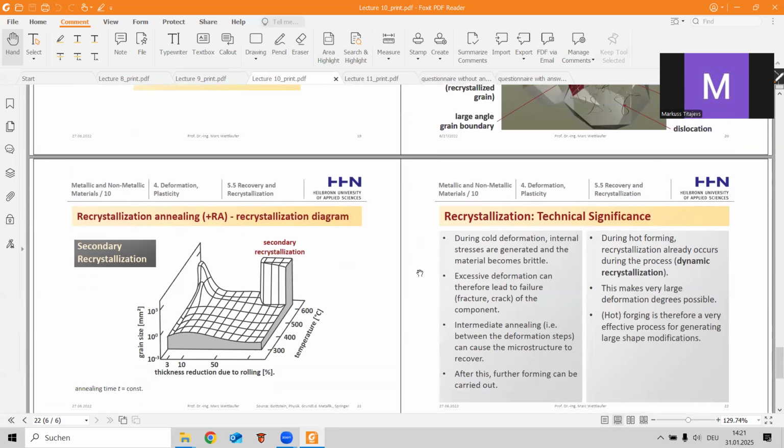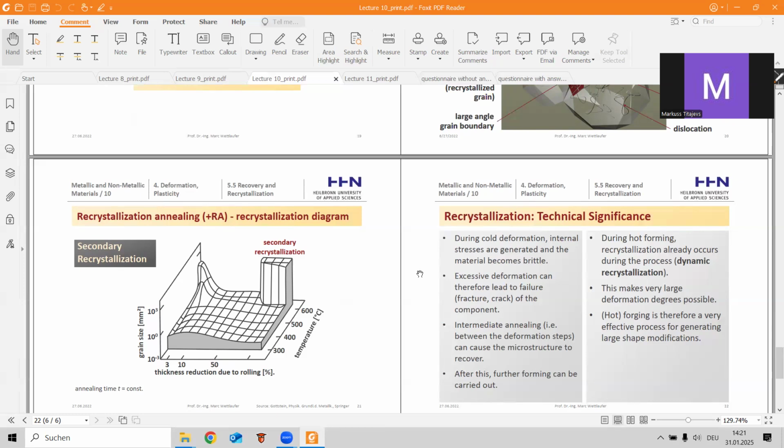During cold deformation, internal stresses are generated and the material becomes brittle. Excessive deformation can therefore lead to failure, fracture, or cracks in the component. Intermediate annealing between the deformation steps can cause microstructure recovery. After this, further forming can be carried out.